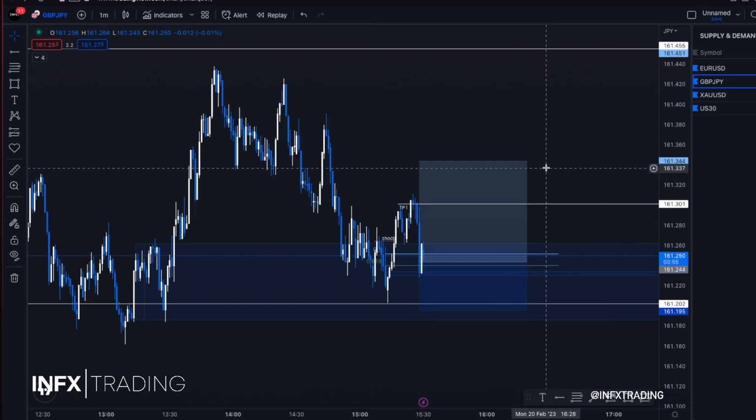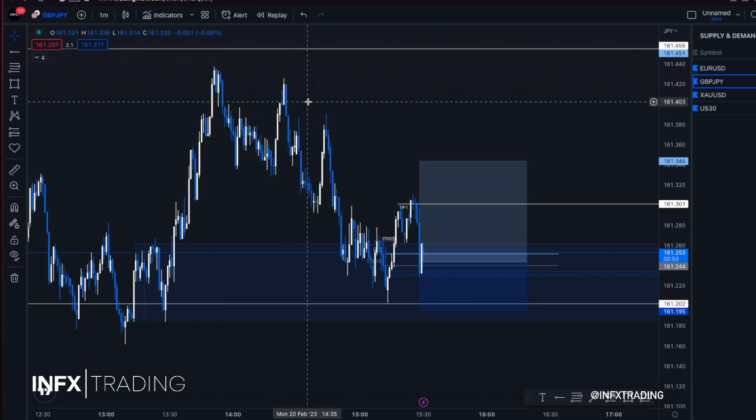It's the trade idea, so we're just going to have to let this play out, and we'll come back when we've got some more info.